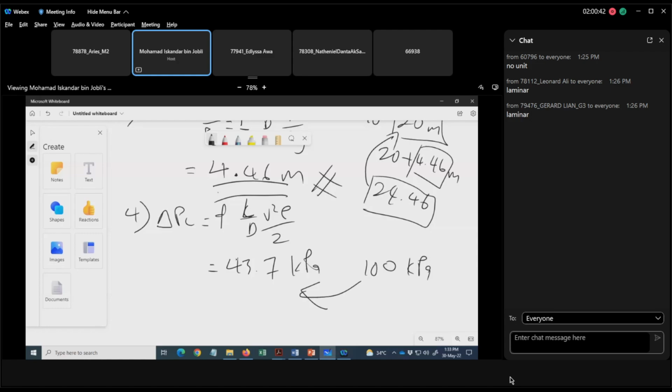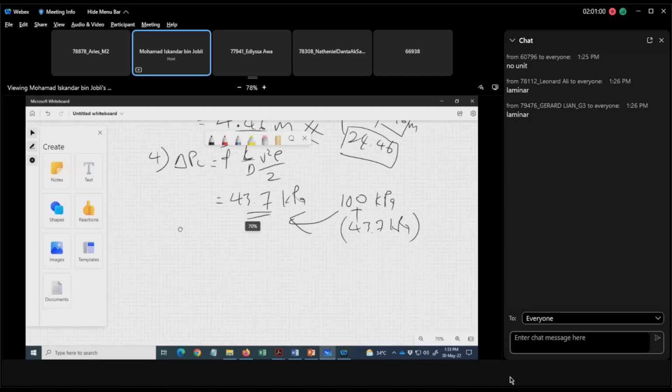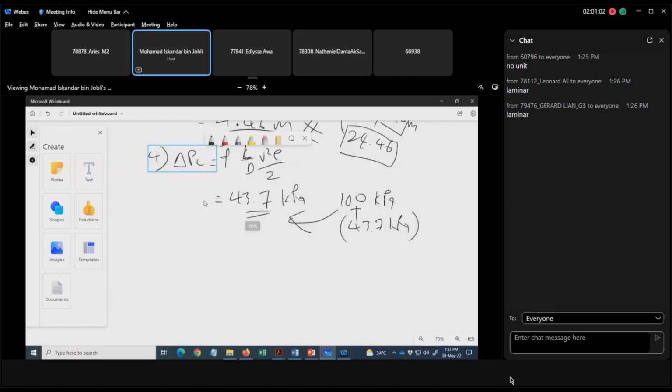These are the losses. So instead of pumping at 100, you should add 43.7 more in order to get to the required place. You have to add 43.7 kPa more. This is the losses, the extra. Now, what do you need this value for?